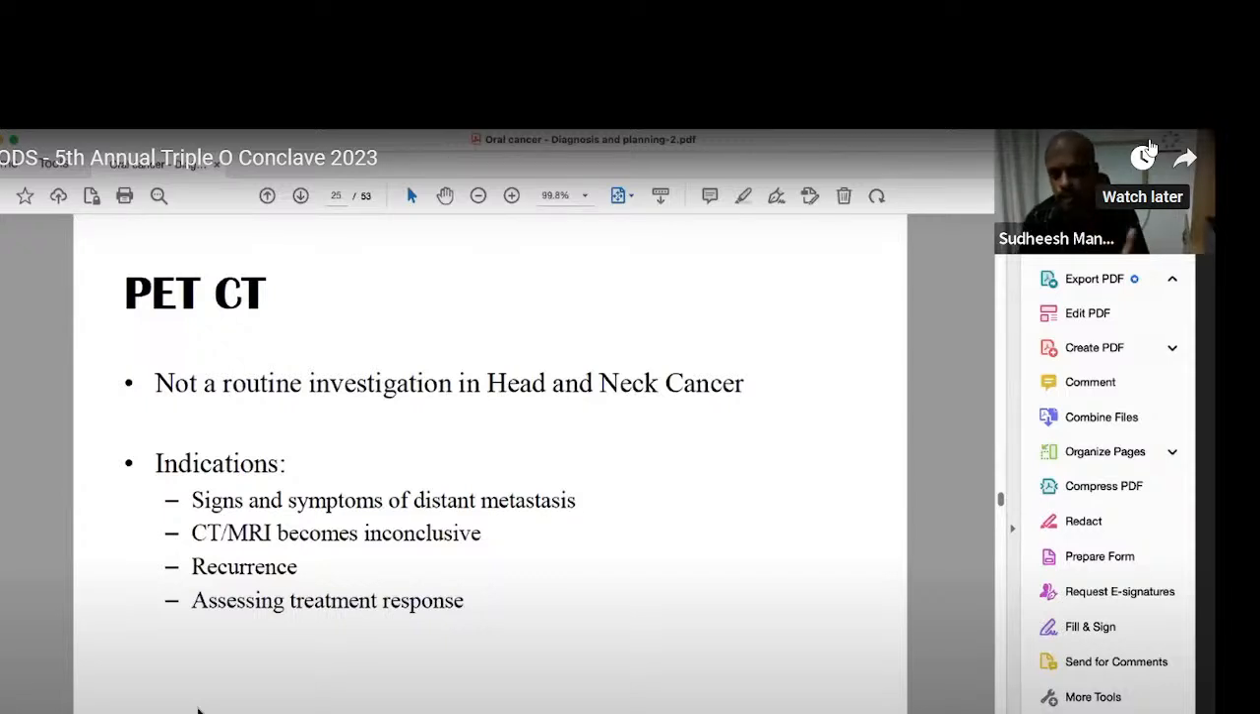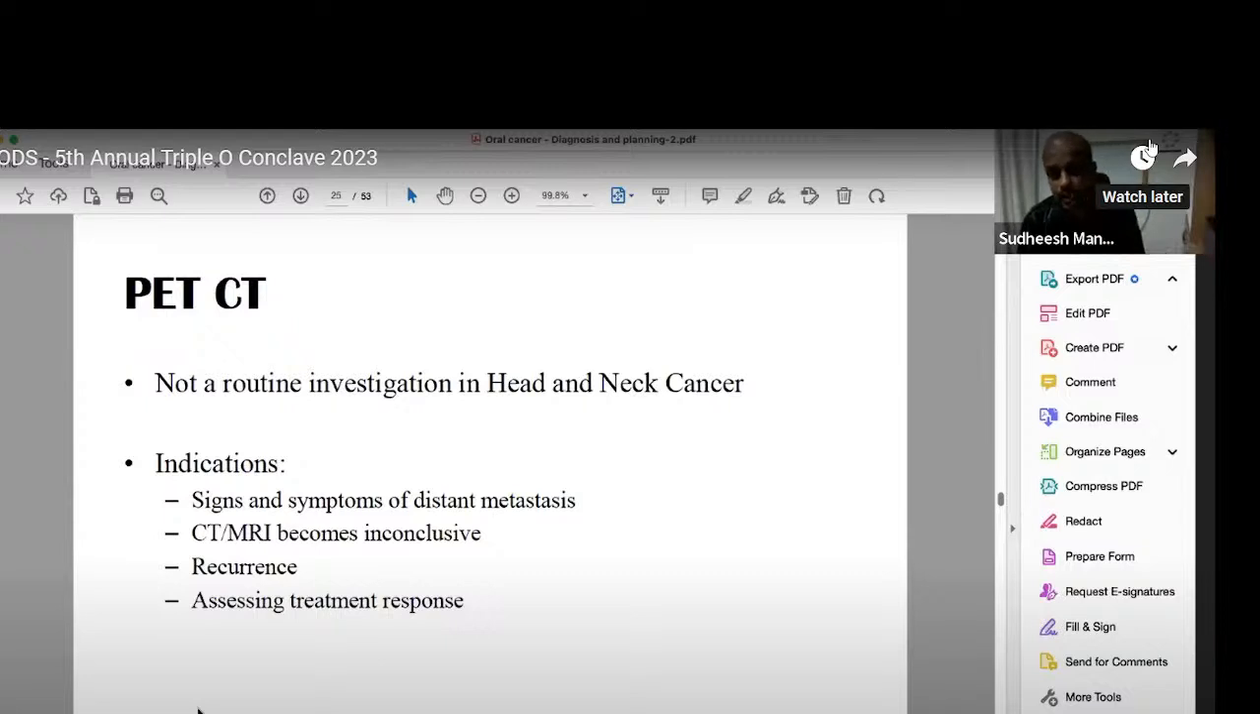Or you did a CT or MRI scan which becomes inconclusive. For example, a CT scan shows a suspicious node, or a suspicious lesion in the lung which they are not very sure about, or a lytic lesion in the cervical vertebra, which again they cannot conclude as a malignancy or not. In such cases, you can complement the CT images with a PET scan.